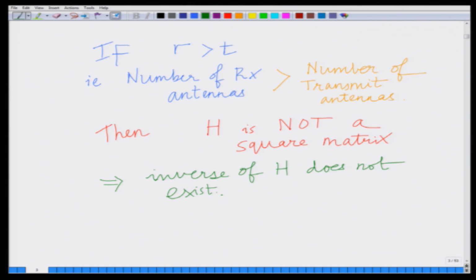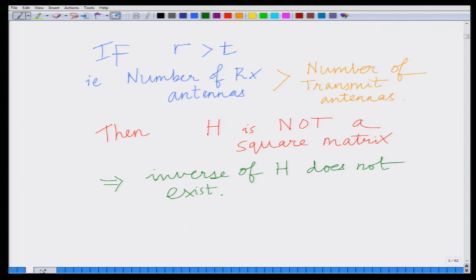Since H is a non-square matrix, the inverse of H does not exist, and in such a scenario, how do we reconstruct or recover the transmitted symbol vector X from the observed symbol vector Y? For instance, if the number of receive antennas is 3 and the number of transmit antennas is 2, then the matrix H is a 3 cross 2 matrix. There is nothing like an inverse of a 3 cross 2 matrix, right. So, in this scenario, how do we recover the transmitted symbol vector X from the received symbol vector Y?